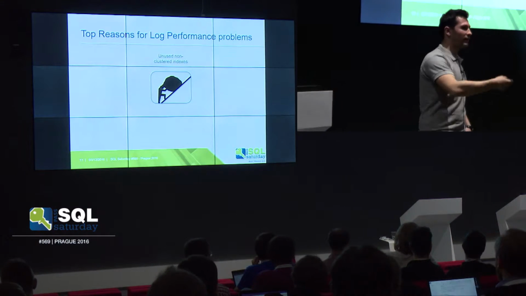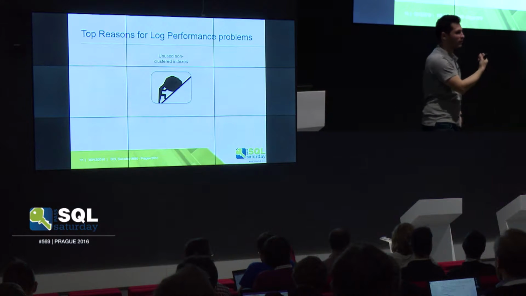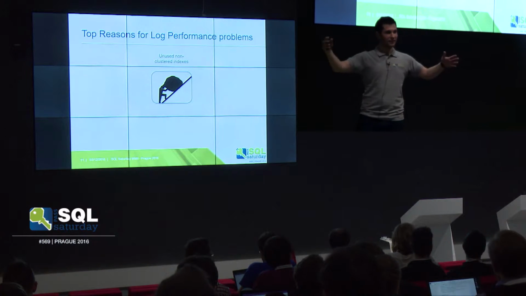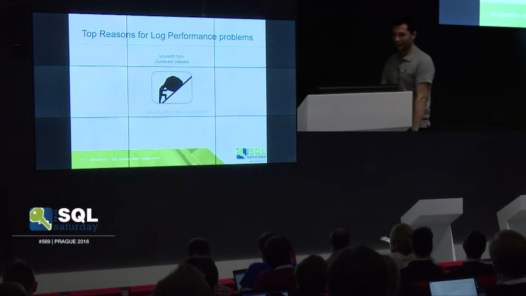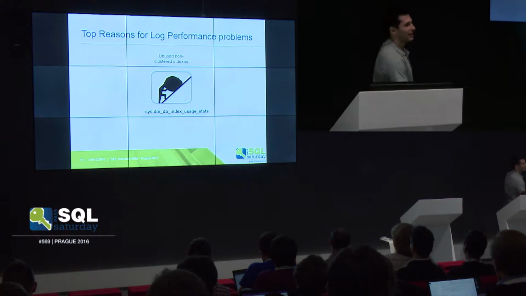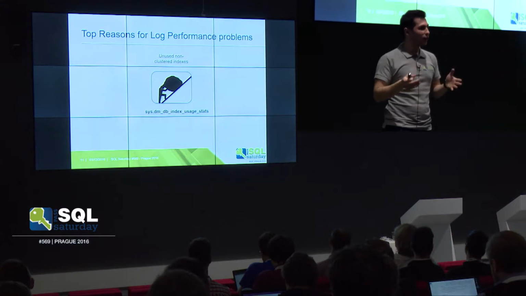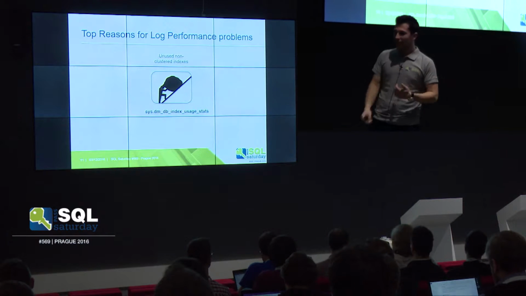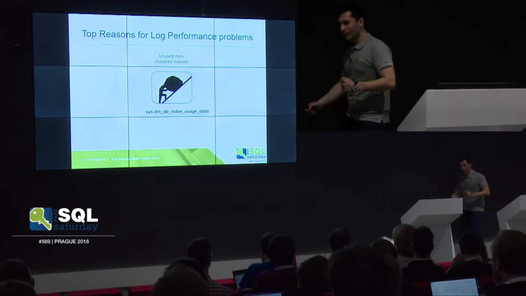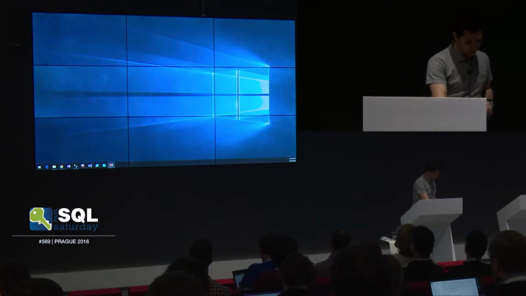Do you know the name of the DMV that you can use in order to see which indexes are being used? Any guess? I believe that it's very simple. This is sys.dm_db_index_usage_stats. This is a DMV that is very good, but there are certain caveats with it. I will show you this during the demo. Okay, let me show you this.